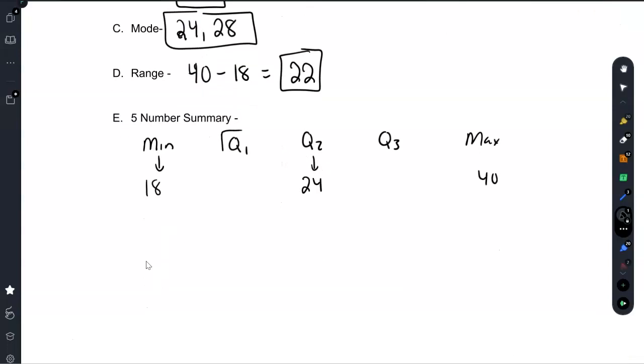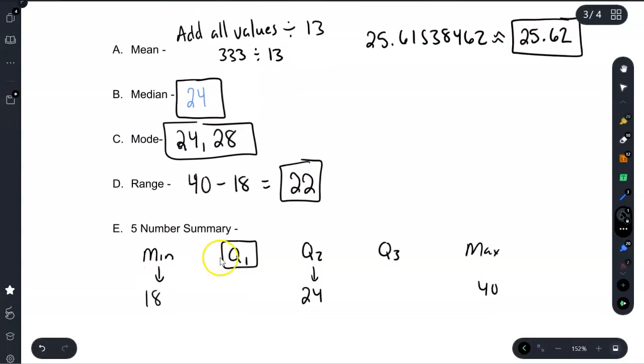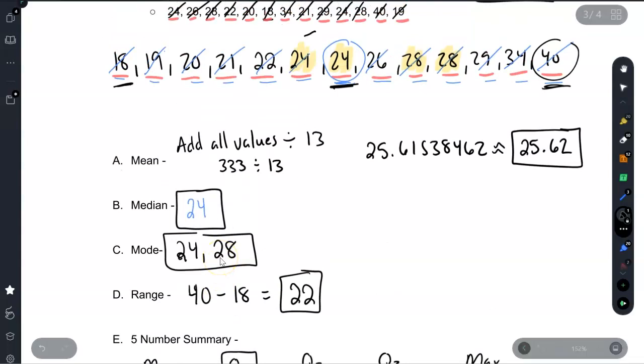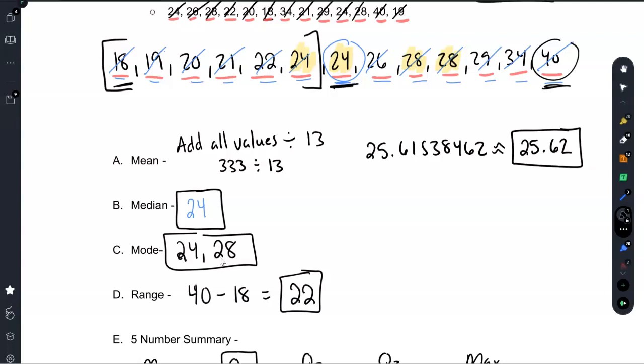Okay, so how do we calculate Q1? What we do is we take out that middle value and we look at the data set just to the left of that median value. And here I see that I have a total of 6 values, 18, 19, 20, 21, 22, 24. That's going to be 6 values. So I need to find the middle of the 6 values. So this would be like me finding the median of this smaller data set.